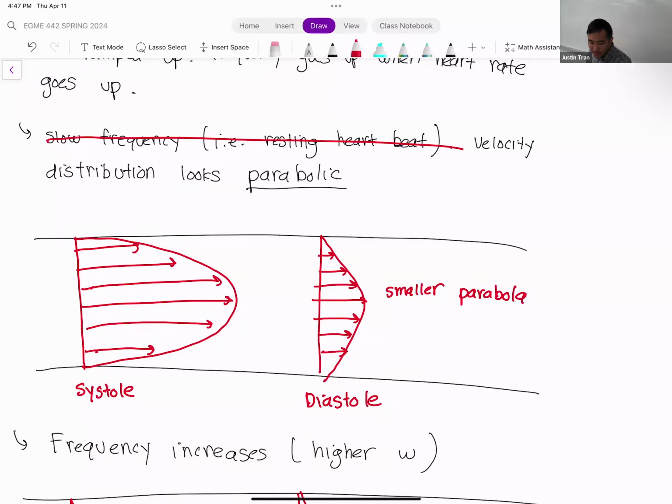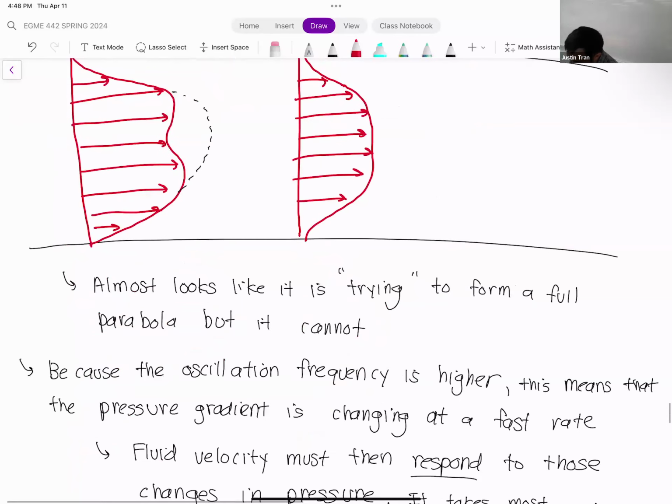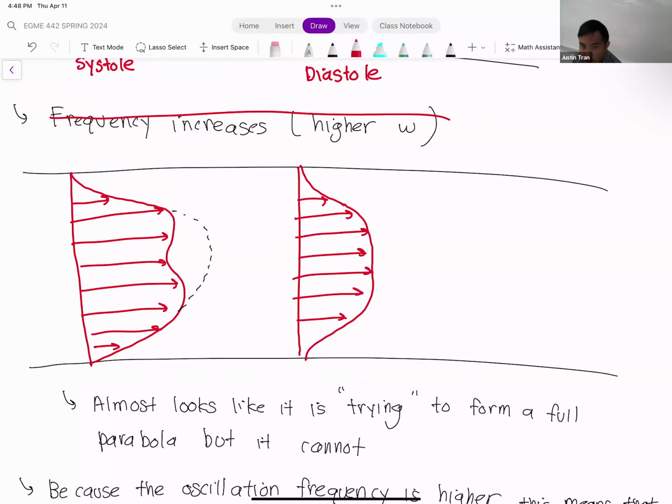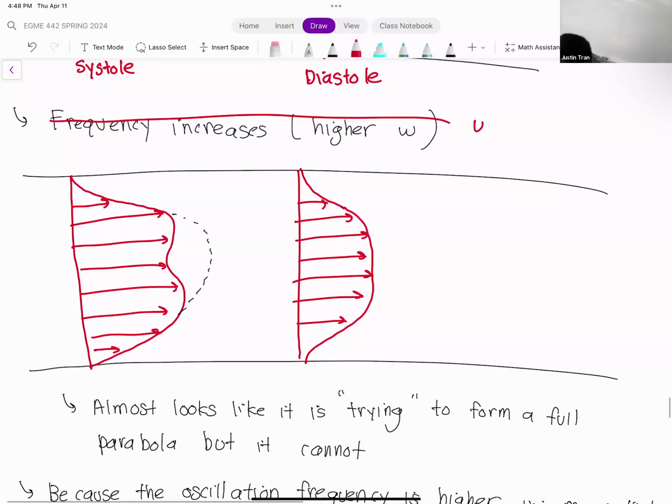So what I was saying before is that we drew these original parabolas for the cases of a slow frequency, and that kind of made physical sense to us. But a more general way you can say this is that this is when the Womersley number is low. When your Womersley number is low, you get parabolic velocity profiles like you do here. And for higher frequencies, you have these flat or dimpled looking velocity profiles. This is when your Womersley number is high.